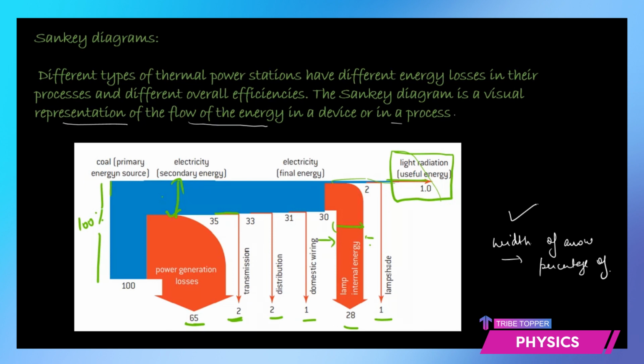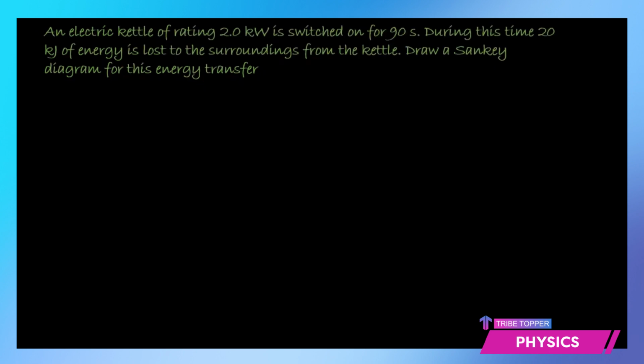So let's draw one Sankey diagram for a particular situation. An electric kettle of rating 2 kilowatt is switched on for 90 seconds. During this time, 20 kilojoules of energy is lost to the surroundings from the kettle. So draw a Sankey diagram for this energy transfer.